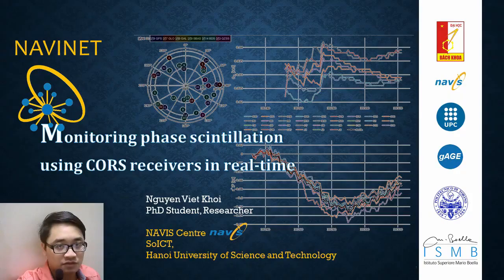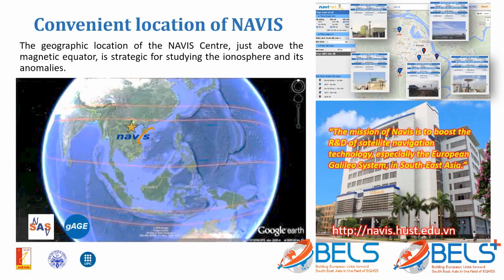So first, let me briefly introduce our research group, Navi Center. The Navi Center was established with a project co-funded by the European Union through the collaboration among European and Asian partners. Here we focus on research and development of satellite navigation technology, especially in Southeast Asia. We've been supported by international institutions such as the Politecnico di Torino, or Polito, from Italy, and the Polytechnic University of Catalonia, or UPC, from Spain, with collaborating partners such as NavSAS and GAGE.